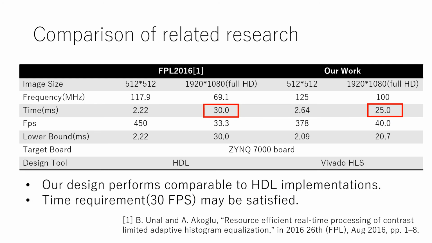This is the comparison with related research. The lower bound is calculated by the clock period times the number of pixels. In fact, the execution time will be longer than the lower bound, because pixels cannot be interpolated until at least one CDF is created. In a Full HD image, our work performs faster than related work, and the time requirement of 30 FPS may be satisfied.